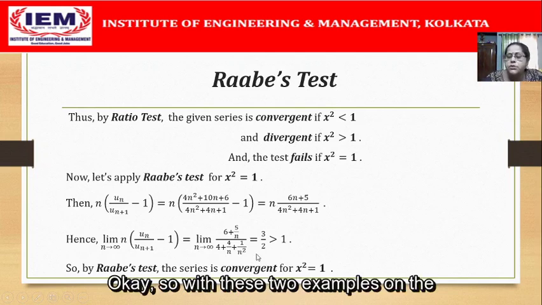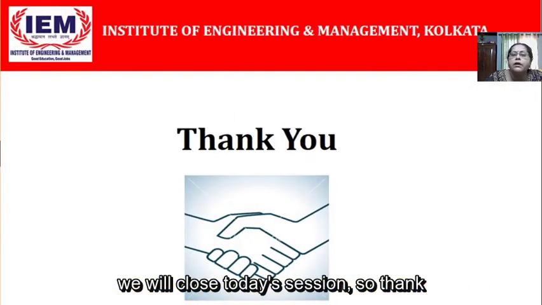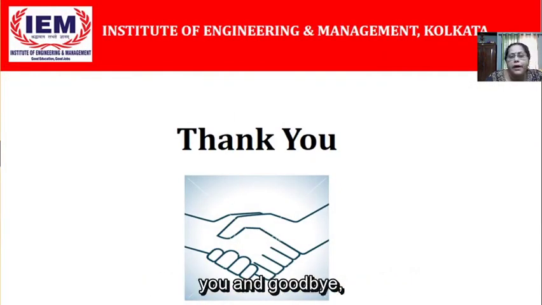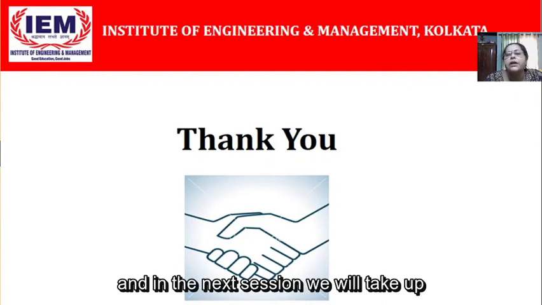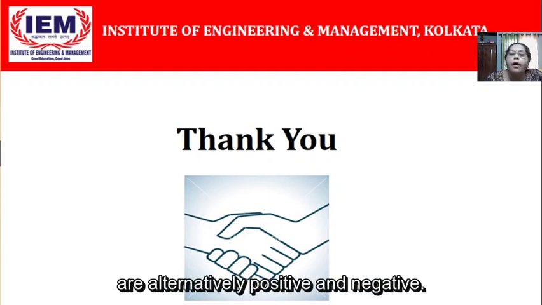Okay, so with these two examples on the Raabe's test, we will close today's session. So thank you and goodbye. And in the next session, we will take up actually alternating series. That means series where the terms are alternatively positive and negative.